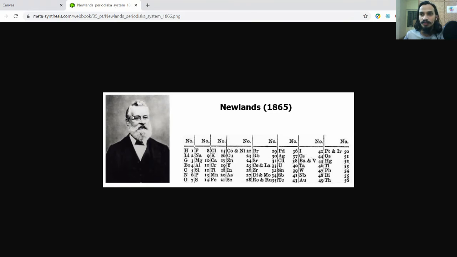And the third issue with his table is that there are only about 56 elements, and we know that there are more than 100, about 118. So at his time, around that many elements were known, but as time progressed, new elements kept getting discovered. There was no space for those elements anywhere in this table. He could not accommodate whatever elements came after these 56. So this was the third major problem with his table.